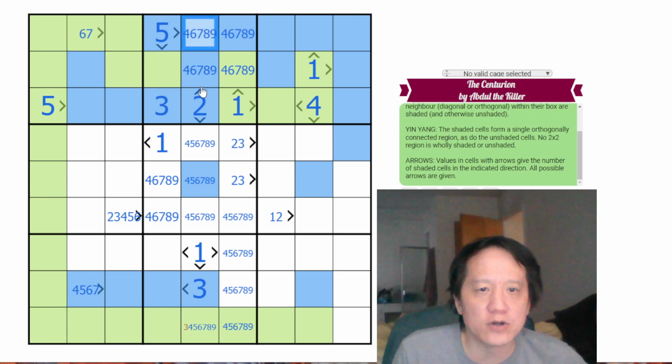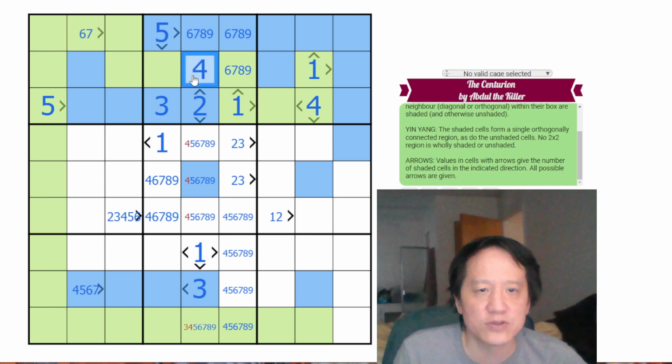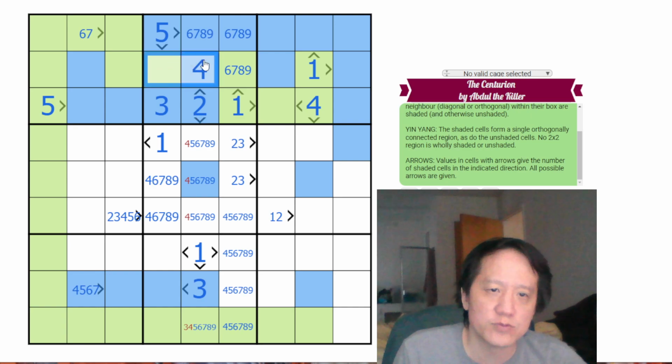So if 4 is here, it's not next to a 3, and it would be unshaded. So this can never be 4. 4 cannot be in either of these because the 5 has to be next to it in the box. So these can't be 4. Therefore, we know this is 4, because 5 has to be next to it, and the 4 has to be next to 3, or be unshaded. It can't be. So basically, it would have to be next to the 5. If it was here, then it would be shaded. That would be 3. So this has to be the 4.